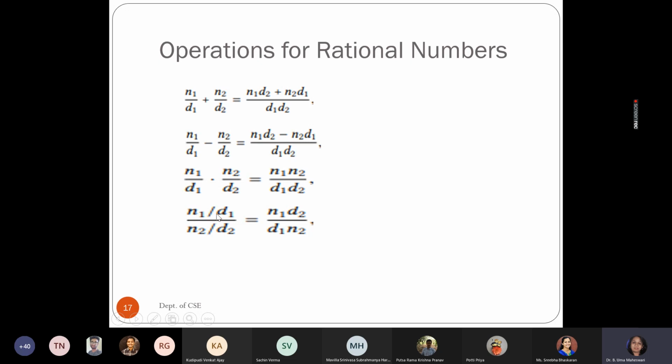If you want to perform a division, what is that? n1 d2 divided by d1 n2. This is a simple operation. And one more important operation: given two rational numbers, are they equal or not? How do we find out? It's a very important operation. n1 divided by d1 is equal to n2 divided by d2 if and only if you cross multiply: n1 into d2 equals n2 into d1. This is the condition.